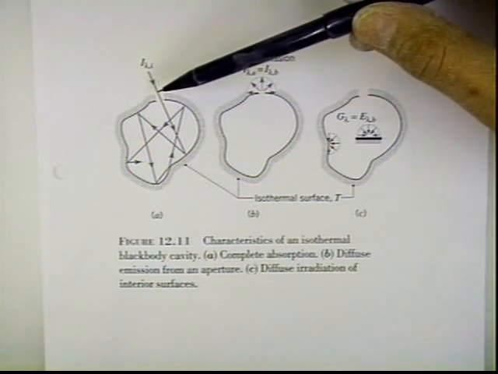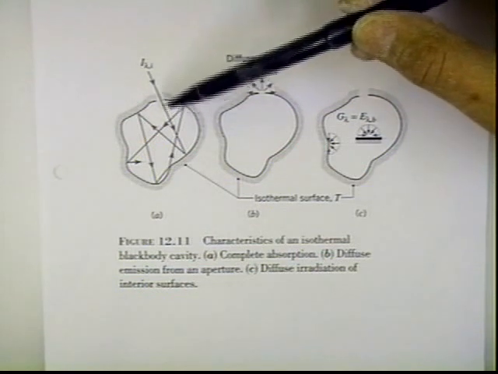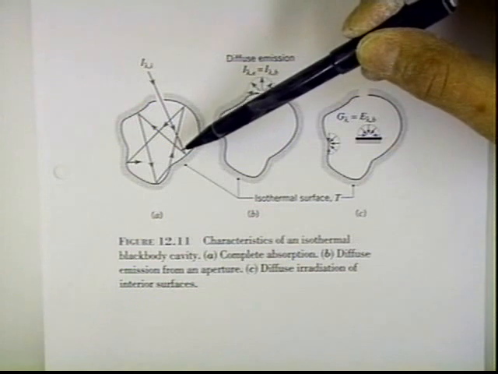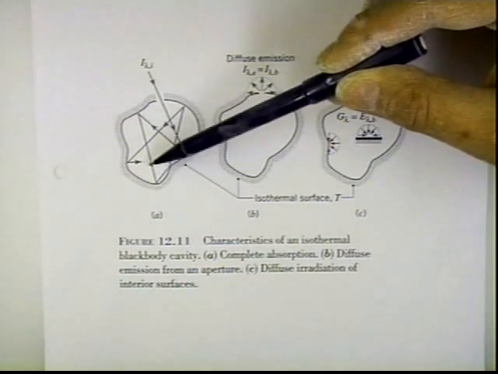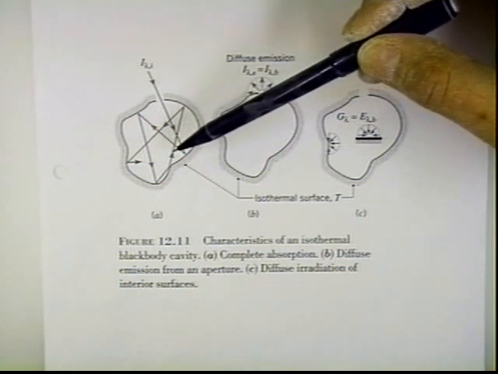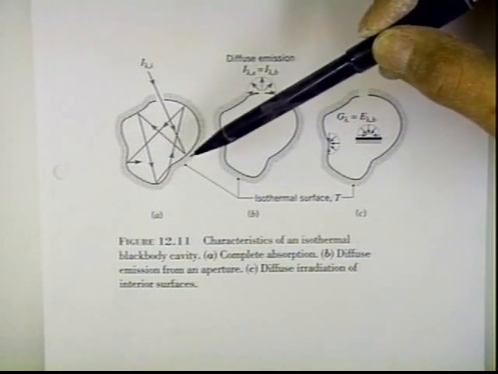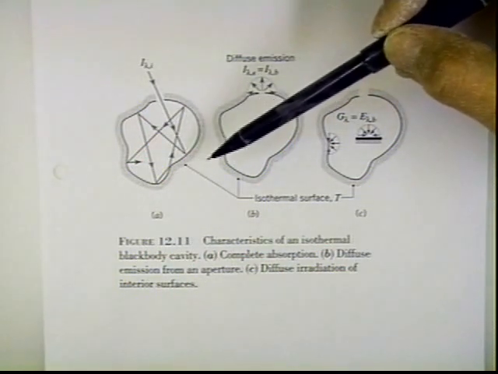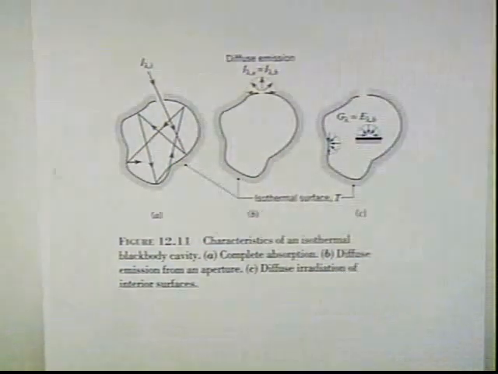And if the cavity is small, the radiation is likely to experience many reflections before it ever actually gets out. It may never get out. It goes through many reflections, and hence the radiation is almost entirely absorbed by the cavity, and then black body behavior is approximated.